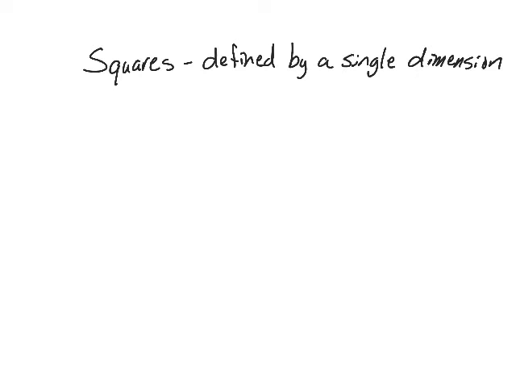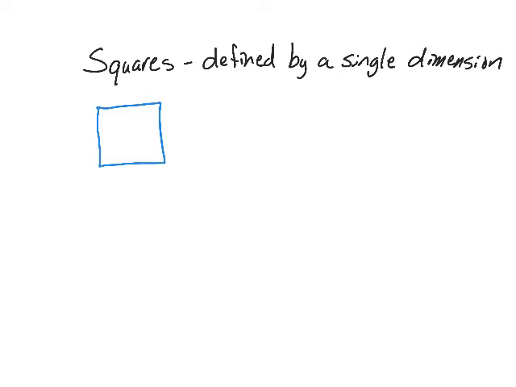So we can talk about squares in the same way. Squares are defined by a single dimension, which is their side length. So that's all I need to know. I need one dimension and to know that it's a square.